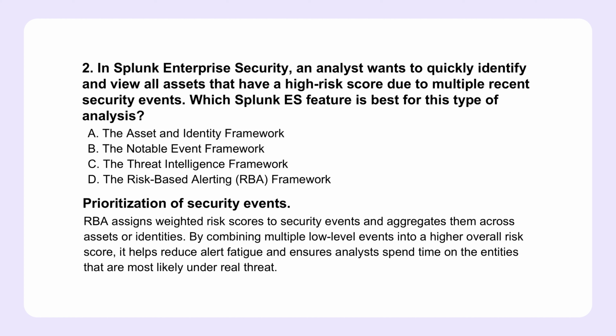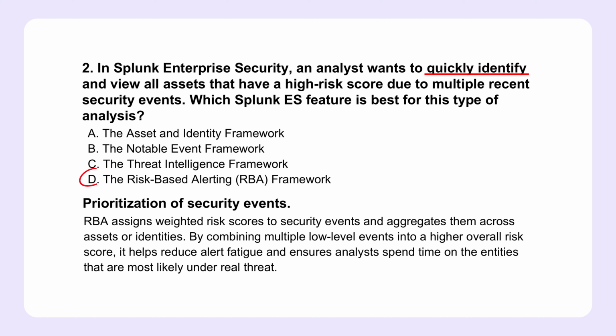So scenario 2. An analyst needs to quickly find all the assets, servers, laptops, whatever, that have a high-risk score because lots of security things have happened to them recently. Which Splunk Enterprise Security feature helps with that kind of analysis? Options include things like Asset and Identity Framework, Notable Event Framework, Threat Intel, or risk-based alerting. And the solution to that very real problem, the correct answer, is D, the Risk-Based Alerting Framework, or RBA.